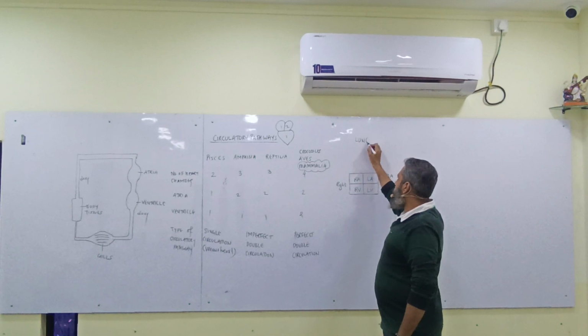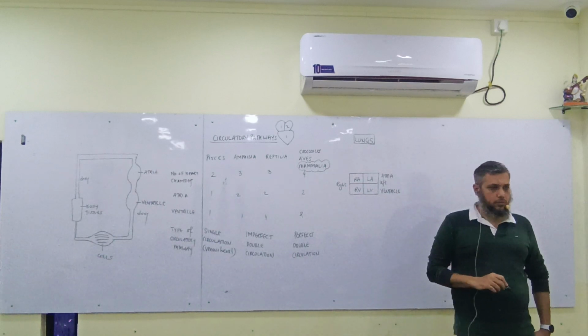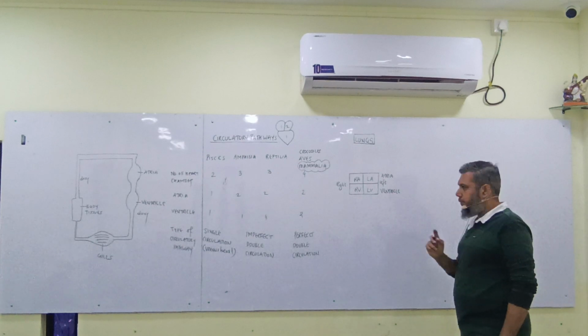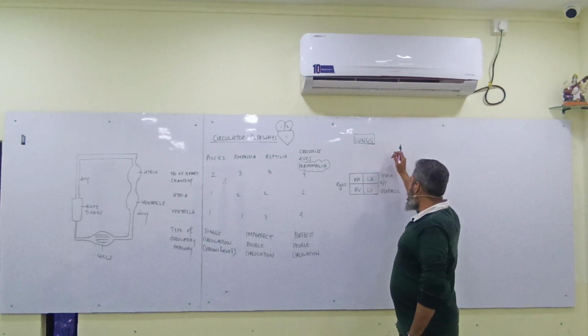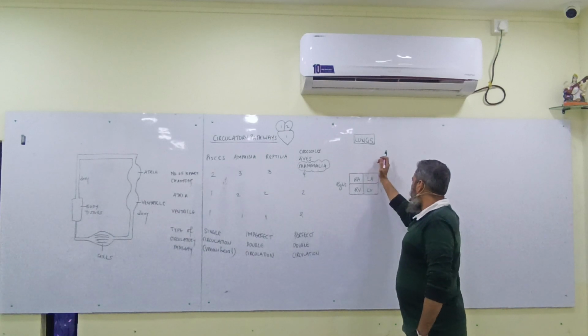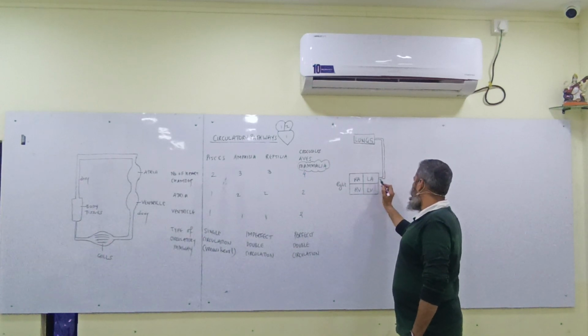Then the left atrium, where does it receive the oxygenated blood from? It receives it from the lungs. Okay? So lungs will oxygenate the blood, and the oxygenated blood will go into the left atrium.